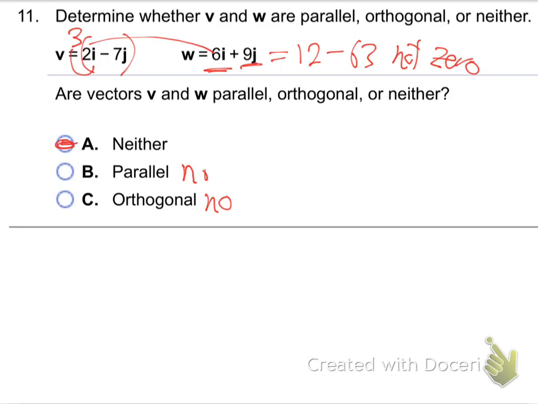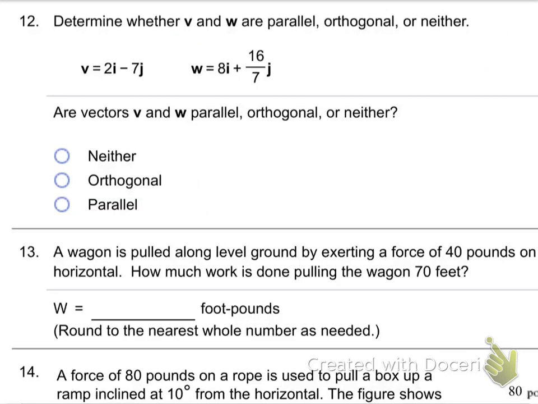That good? Everybody okay with that last reasoning? No number could work. They're not just one number times the other. All right, try that one. Are they parallel, orthogonal, or neither? Give it a try.